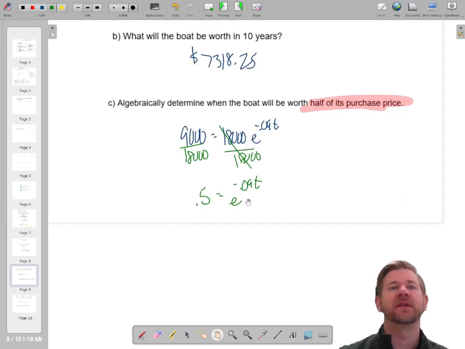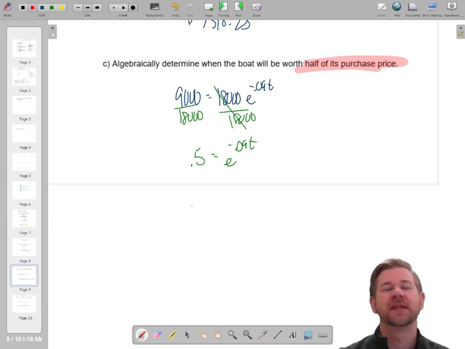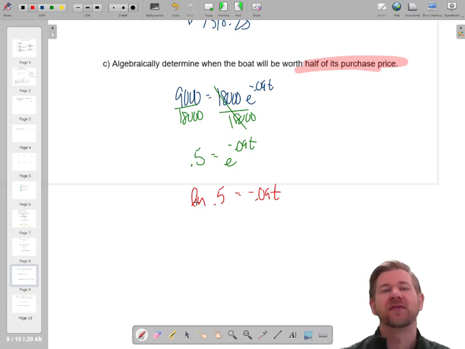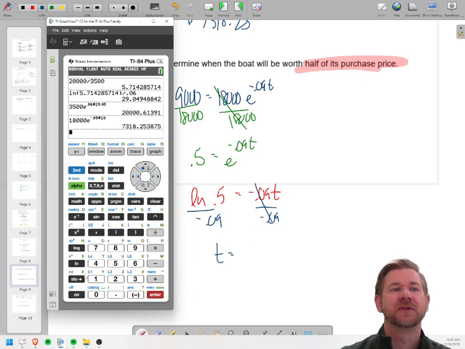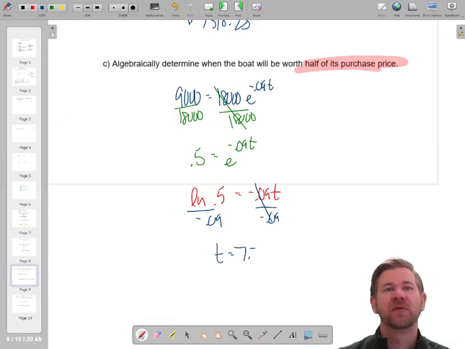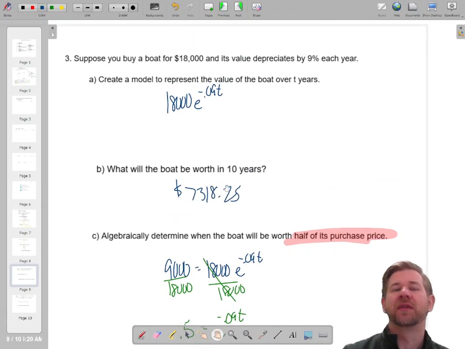And now the next step is to rewrite it as a logarithm. And since it's base e, we're going to use natural log, negative 0.09t. Now remember, e is your base, so e to some exponent is 0.5. That's how you go through that. We just got to divide both sides by negative 0.09, and then it's all calculator work. So the natural log of 0.5 divided by negative 0.09, 7.7. 7.7 years.